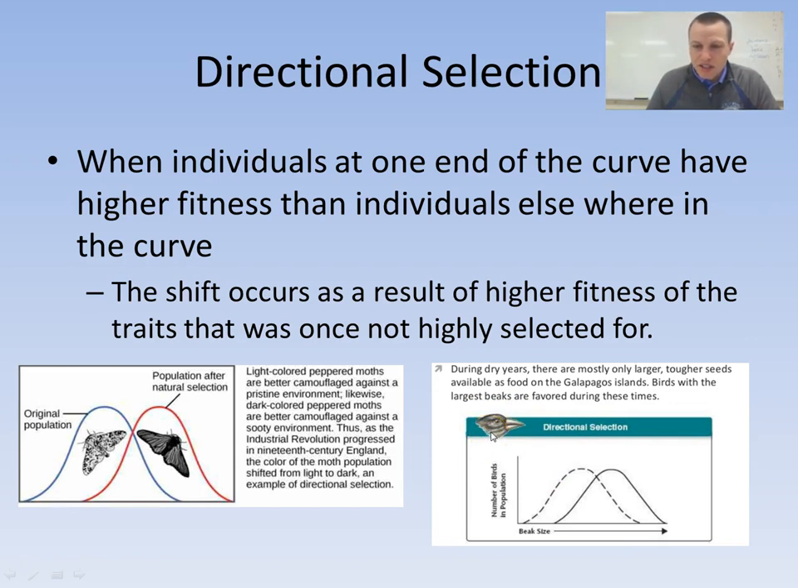So in this case, we're talking about finches on Galapagos Island. And during dry years, there's mostly larger, tougher seeds available as food on these islands. So the birds with the largest beaks were favored at these times. So during dry years, we had these larger, tougher seeds. So birds with large, tough beaks, which may not have been selected for before, changed over time and became the selected for bird. So that's how these change.